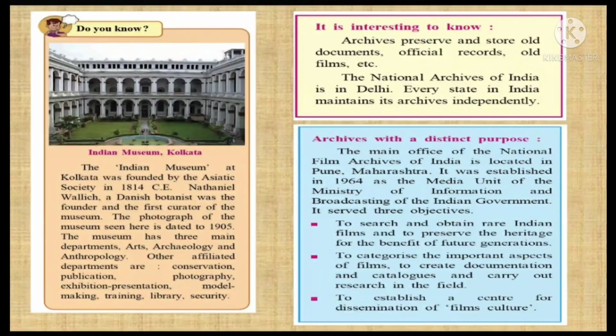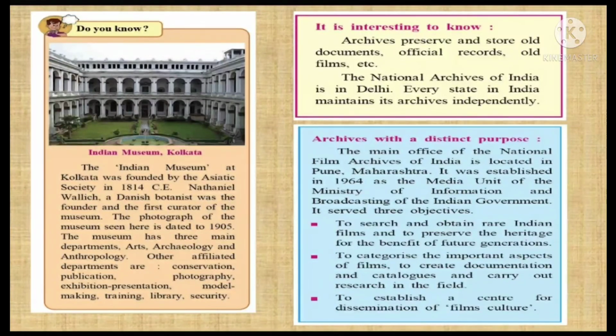The photograph of a museum seen here is dated to 1905. The museum has three main departments: arts, archaeology, and anthropology. Other affiliated departments are conservation, publication, photography, exhibition presentation, model making, training, library, security. Now, it is interesting to know archives preserve and store all the documents, official records, old films, etc.